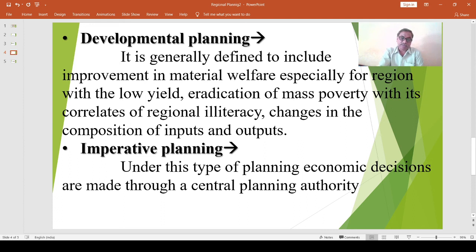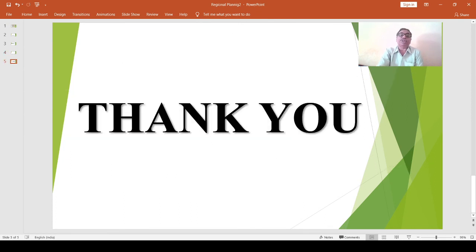Imperative planning is comprehensive as it includes the entire aspects of an economy. Thus, economic activities under imperative planning are carried out so as to maximize production and welfare of the people. The government controls all productive forces. Production is carried out not for profit but for the general well-being of society. In this way, these are some of the important types of planning in regional planning.